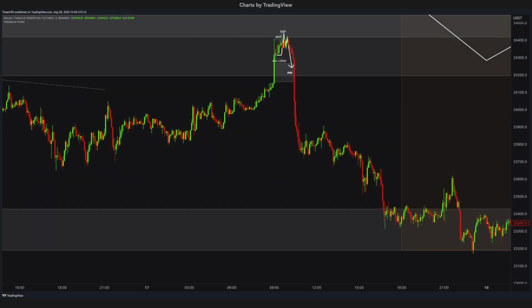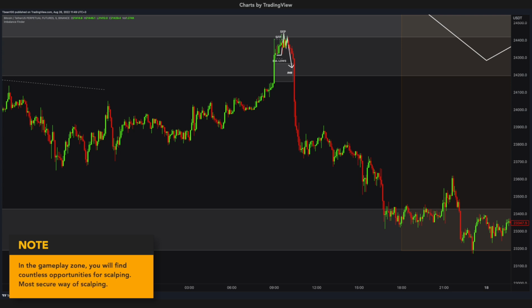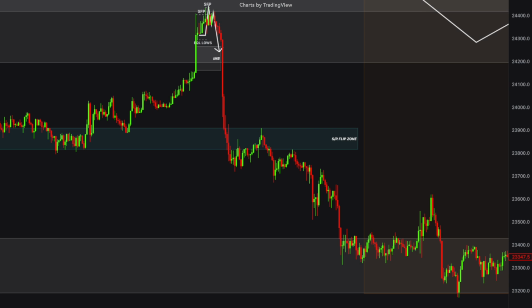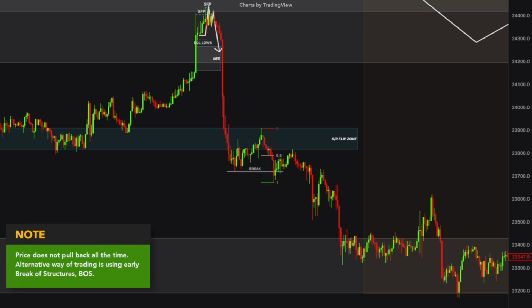Let's check the 5 minutes chart and look at the other scalping opportunities in the gameplay zone. First of all, you can notice the kind of SR flip area here after a sharp drop and break. Price never pulls back above, which could have been better for us. However, as I said before, if you miss the MSB, then wait for the early break of structures. You can see an early break of structure here. Price pulls back to the premium zone and drops again.